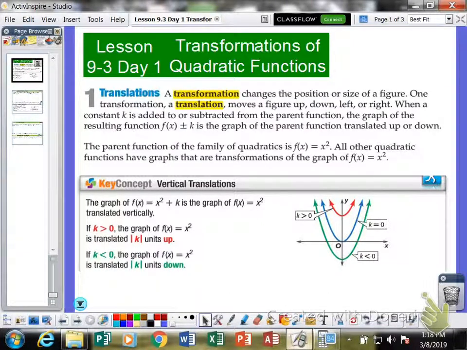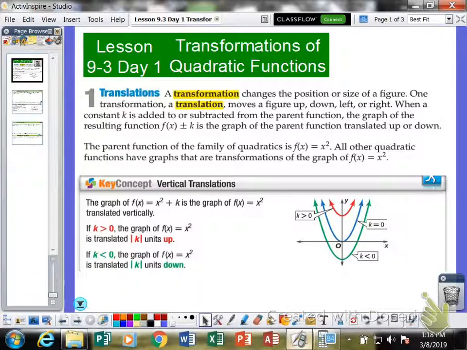Alright, so lesson 9.3 for the first day, we're going to talk about transformations of quadratic functions. So what's going to happen is that we're going to take a look at how these quadratic parabolas transform, how they move up and down, left, right, how they get narrower or wider, what effects of the equation allow it to move or change or transform.